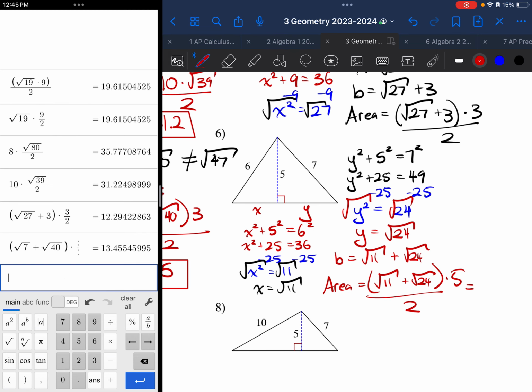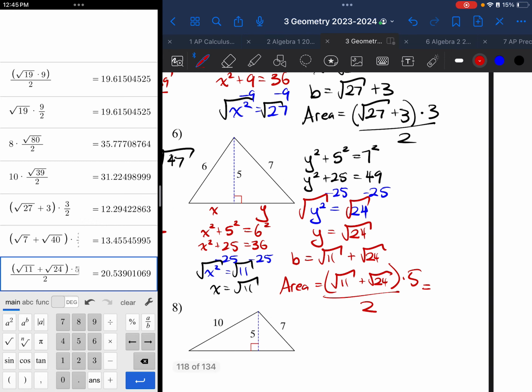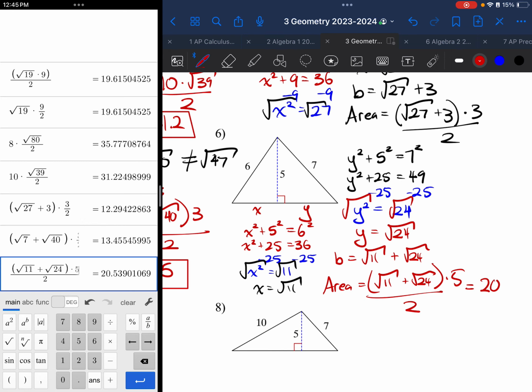Let me type it in the calculator. I have the square root of 11 plus the square root of 24, and all of that in parentheses divided by 2. Oh, and then I need to multiply by 5. Haha, I forgot that bit. Times 5, and I get 20.54, so it's just going to be 20.5. 20.5, and I will box that.